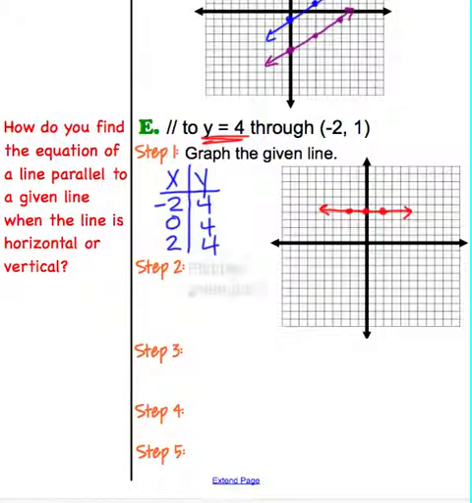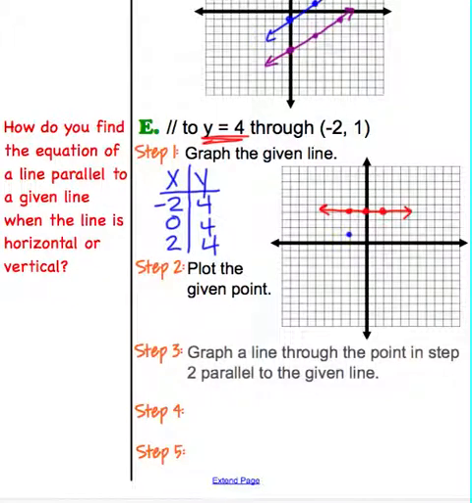So then step 2 is going to be plot that next given point. So I'm going to go ahead and plot the point -2, 1. And so then I follow to step 3. So we're going to graph a line through the point in step 2 that's parallel to the given line. Well, it has to have a 0 slope, so I know that my line is going to be flat or a 0 slope as well. So now I've got my line.